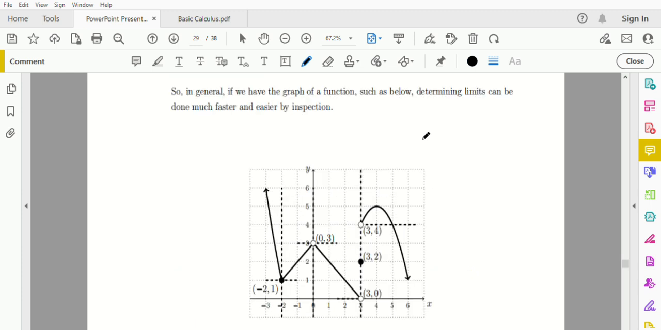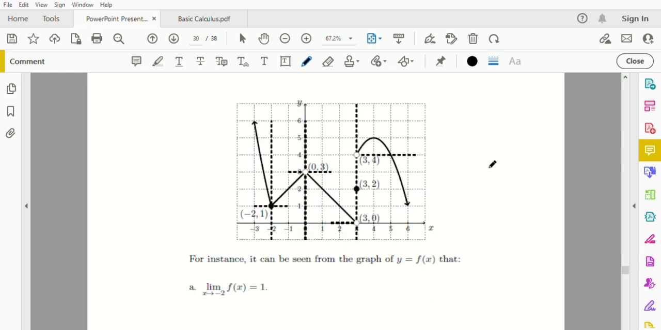Okay, so in general, if we have the graph of a function such as below, determining limits can be done much faster and easier by inspection, without using the table. Meaning if you can draw the graph, then of course it is easier. For instance, it can be seen from the graph of y equals f of x, so this is the overall graph, the limit of f of x as x approaches negative 2.